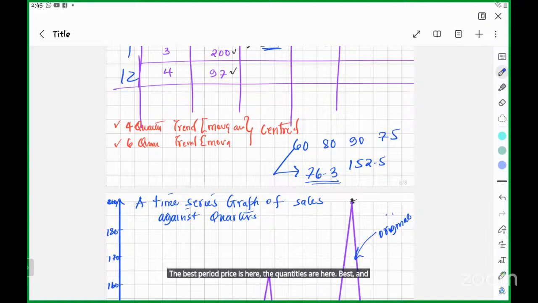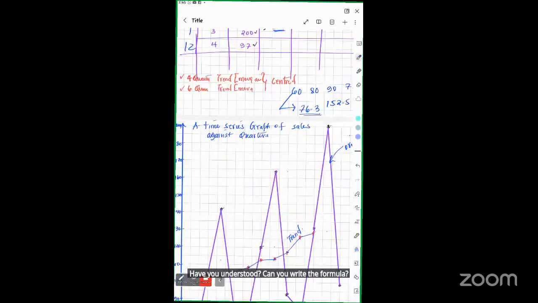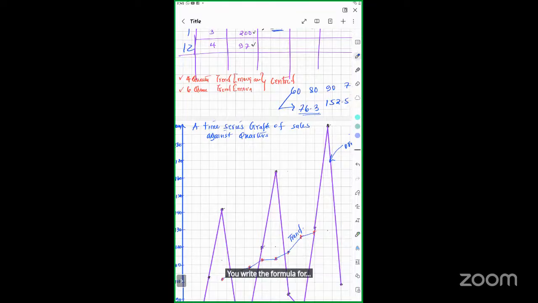Have you understood me? Can you write the formula for Laspeyres quantity index? Write it. That's when you'll understand what I'm talking about.